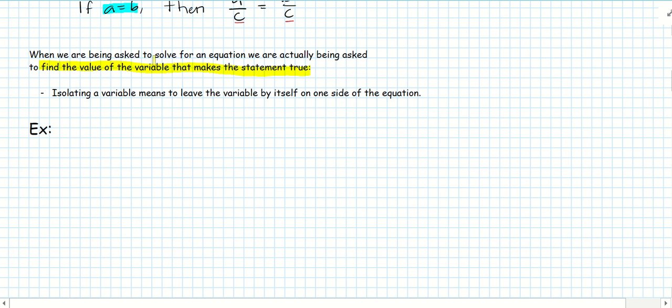So now, how do we find the value of the variable? What is it that we need to do in an equation in order to solve it? Well, to find the value of the variable, we're actually going to have to isolate the variable. And to isolate a variable means to leave the variable by itself. So that means that we want to leave the variable by itself on one side of the equation.